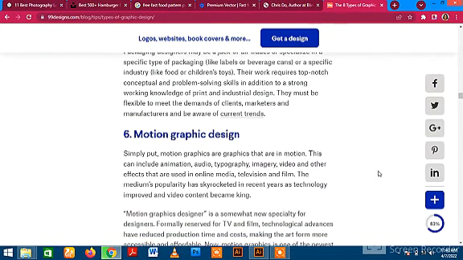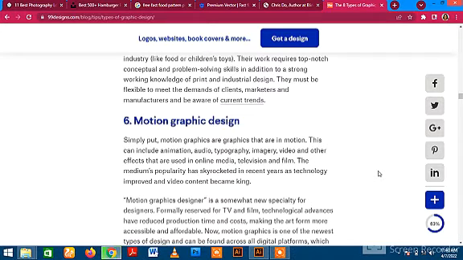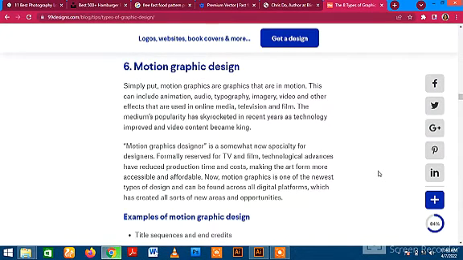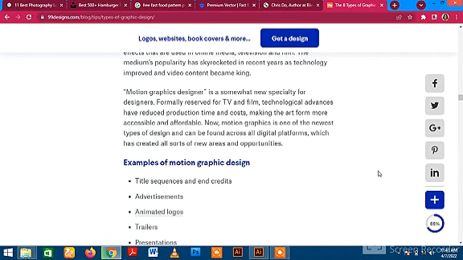We have motion graphic design. So what is motion graphic design? As simple as it sounds, motion graphic design means graphic design in motion, graphic design that moves. It seems like a somewhat new specialty for graphic design, because formerly it was reserved for TV and film, but technological advancement has made it possible for graphic designers to get involved in that part of graphic design. It is one of the newest types of design, and it can be accessed across all digital platforms.